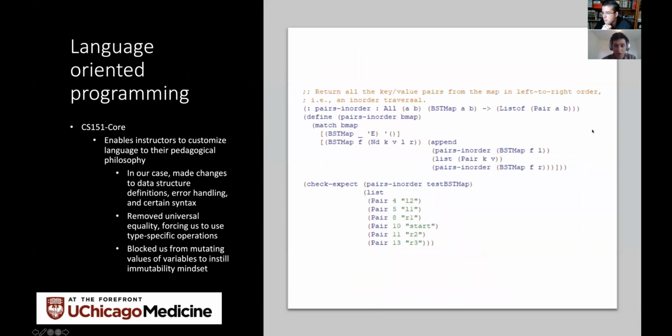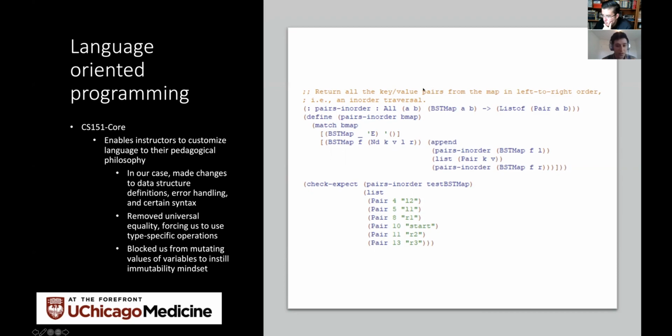So Racket's philosophy behind language-oriented programming also enabled the instructors to customize the language to their liking for the course. They created CS 151 core, which made a few changes. They enforced strict typing and contracts. They changed some structure names for simplicity. They removed universal equality operators, so we had to use type-specific equality. They blocked mutability.